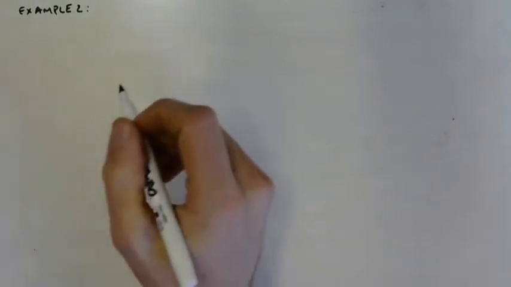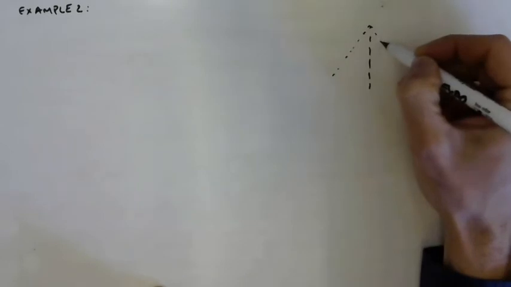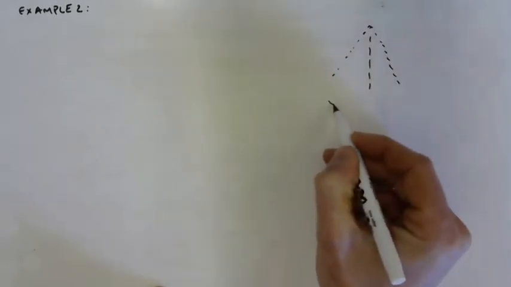Okay, example 2, we are looking at a pendulum. So we basically have a ball swinging back and forth.